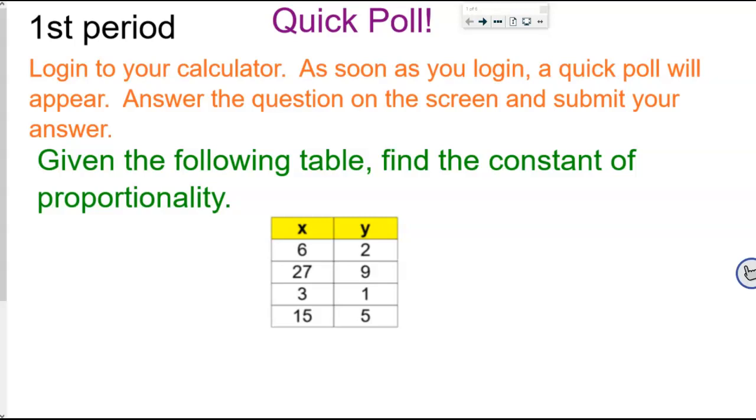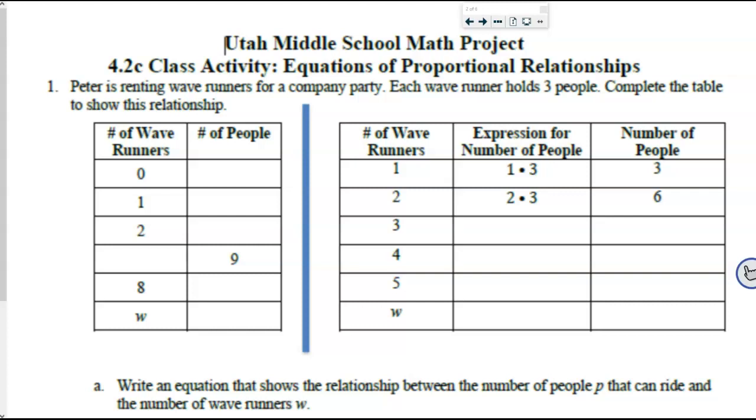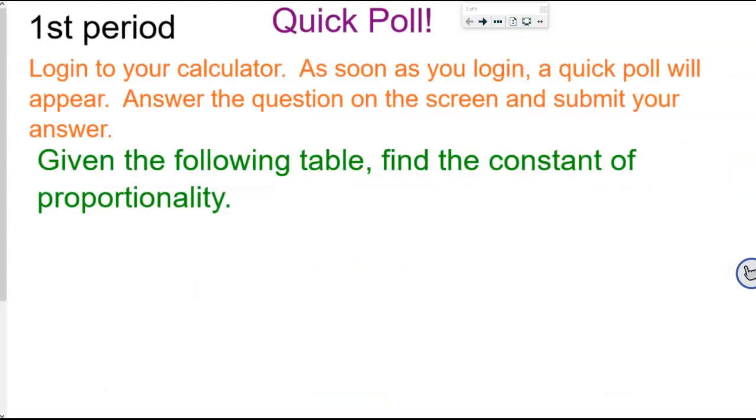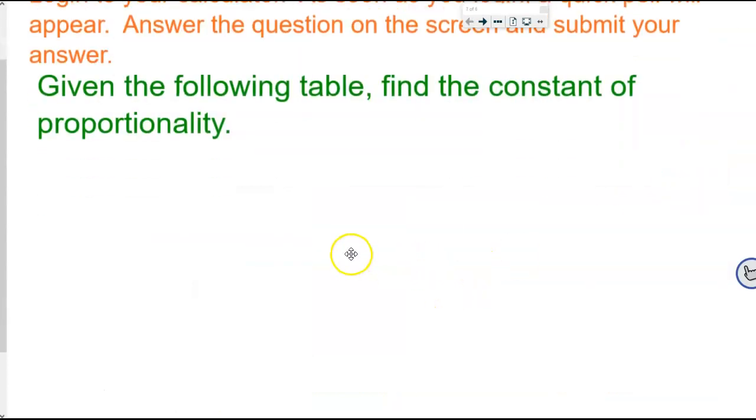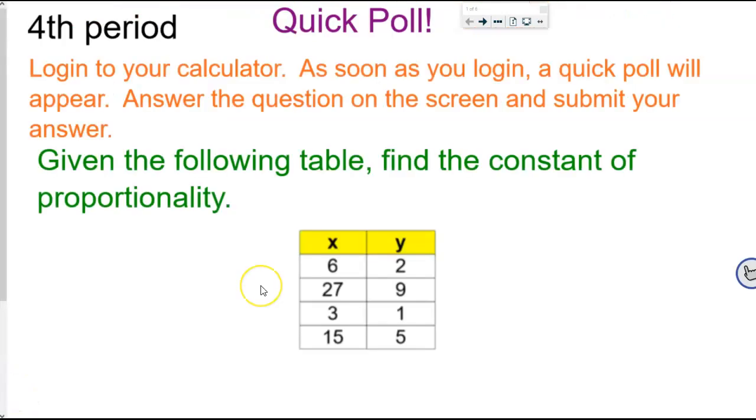In order to be successful today in 4.2c Equations, we have to have a really solid understanding of constant of proportionality, which is what our previous lessons covered. So we are going to start with this quick poll. Looking at this table, I need you to find the constant of proportionality. Review that in your notes if you need to. Pause the recording until it's done.